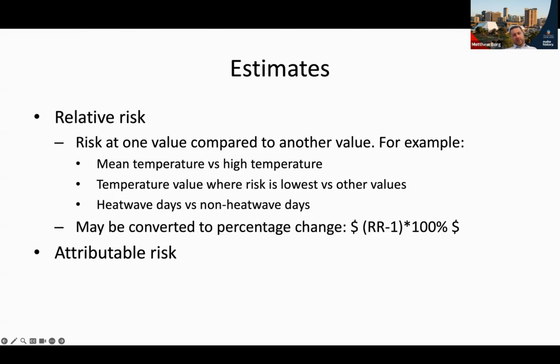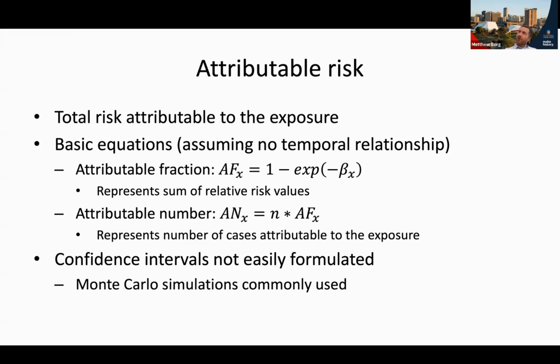Another metric that's becoming increasingly common is attributable risk. Let me explain that. Attributable risk means the total risk attributable to exposure. Here are some basic equations for that below. These assume no temporal relationship, no change over time. There are two metrics. The first is attributable fraction. This represents the sum of the relative risk values. So you're not just looking at relative risk at one point, but across the entire time frame.